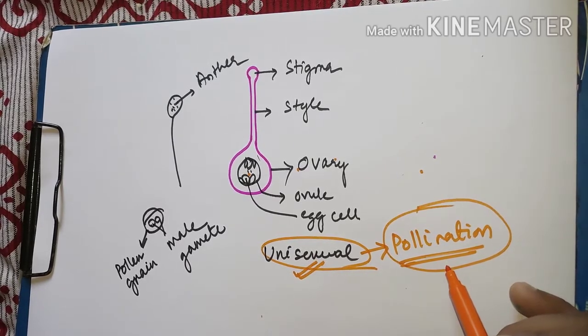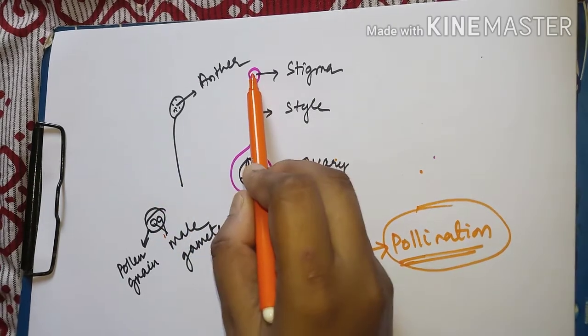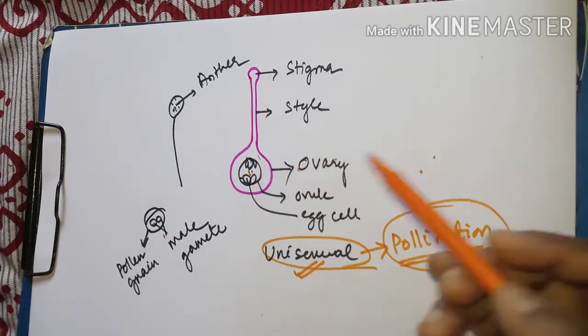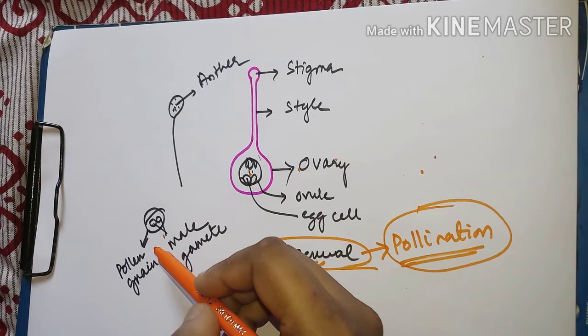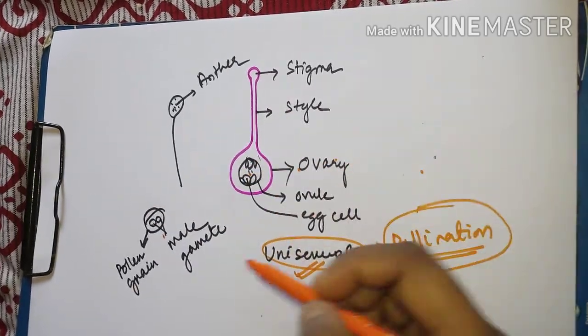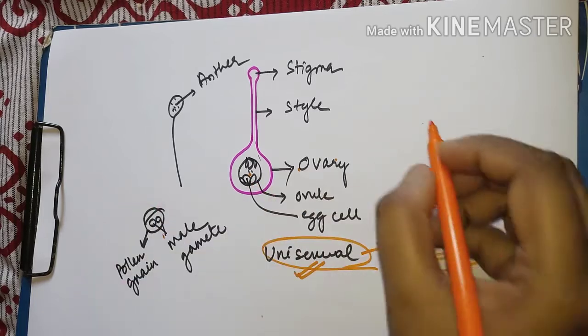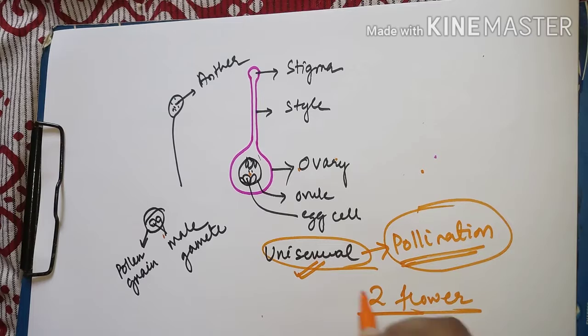So in pollination, what happens is the pollen grains which are produced by the anther of one flower are transferred to the stigma of another flower. The process in which the pollen grains produced in the anther of one flower are transferred to the stigma of another flower. So in case of pollination, at least two flowers are involved. It is mostly effective in case of unisexual flowers.